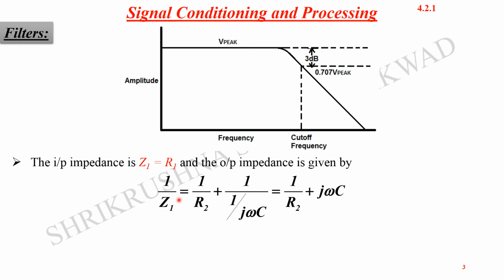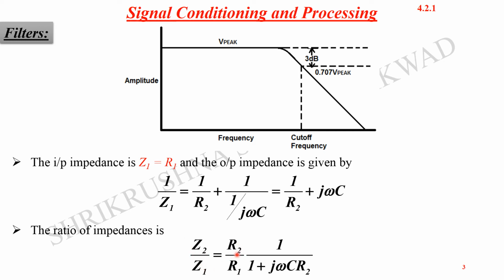Output impedance we are just talking about, because both are in parallel. If we look back to the circuitry, here 1 over R2 is in parallel with 1 over XC, so the feedback elements are parallel. So this will give us 1 over R2 plus j omega C. So the ratio of the impedances Z2 by Z1 is equal to R2 by R1 into 1 over 1 plus j omega C R2, where j is the complex number equal to root minus 1.